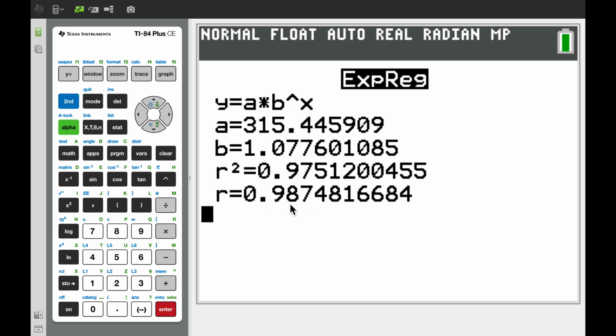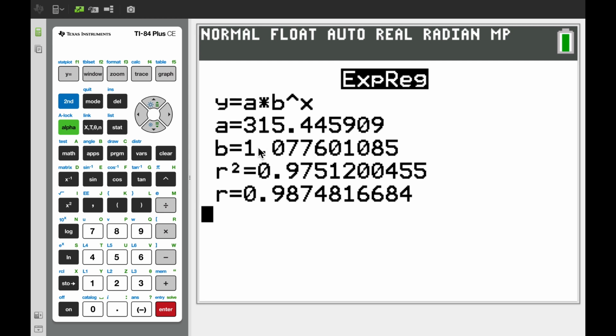But look at my correlation coefficient. Look how much stronger that is. So the other one was 0.90. This is 0.987. That's much, much stronger. So this should fit a lot better. So if I go and put this curve in, let's do that one and compare it. So 315, I'm just going to round to the nearest whole on that one.